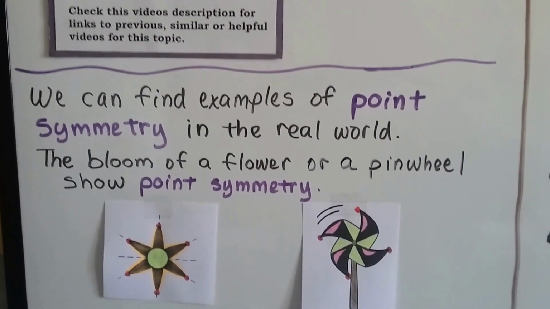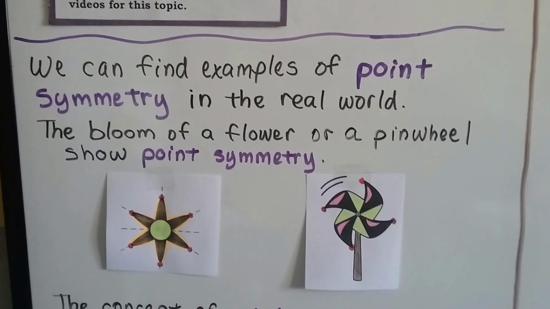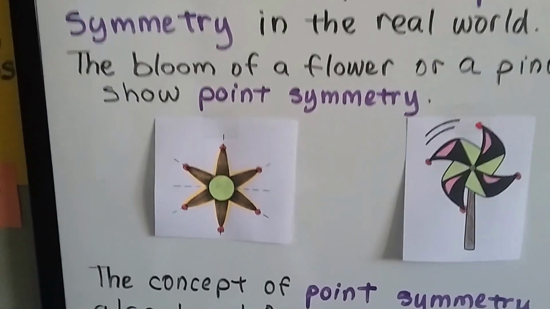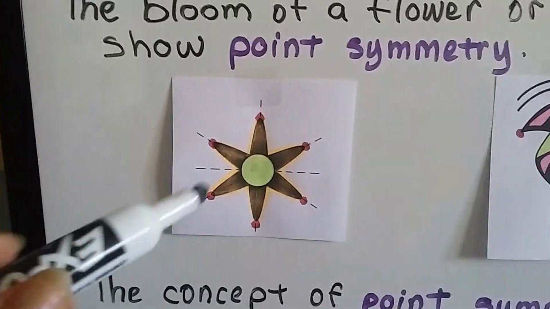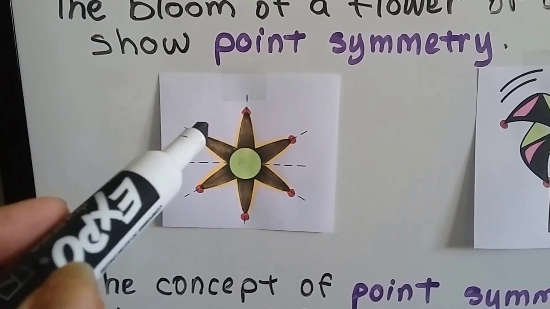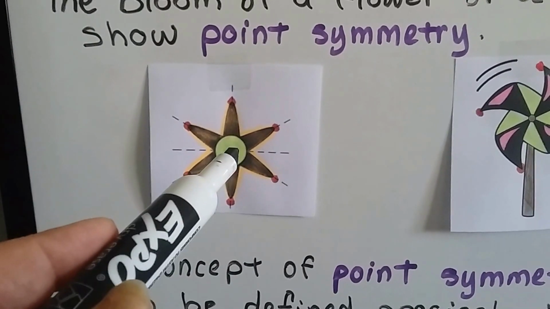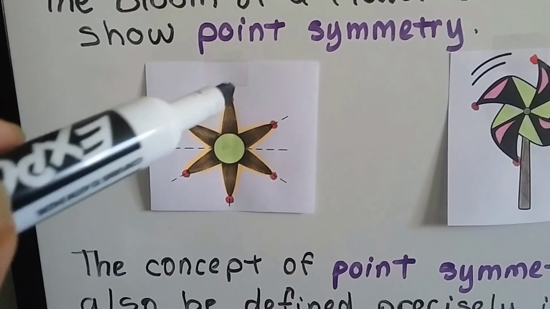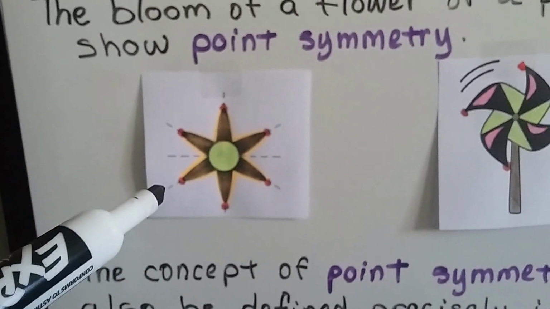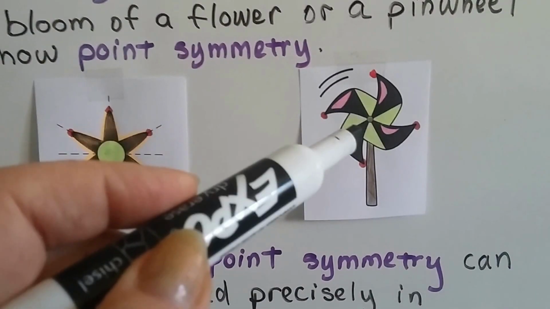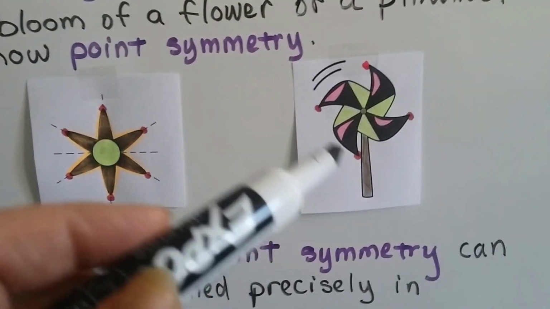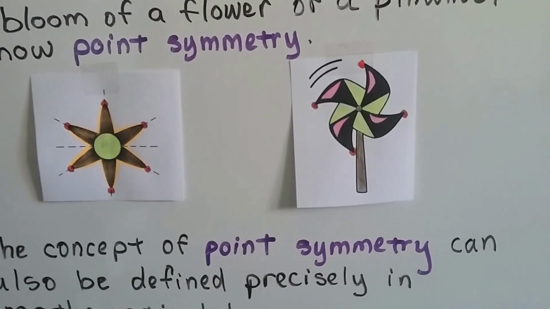We can find examples of point symmetry in the real world. The bloom of a flower or a pinwheel show point symmetry. So for this flower, and I know it's a funny looking flower, but it gets the point across. So here's our line of symmetry. This point is symmetrical to this one through the origin, through the center, see? And this one through the middle, and this one to this one. And same with the pinwheel. If we have this center point right here, we can go from this point to this point right through the center, or this point to this point right through the center, see?